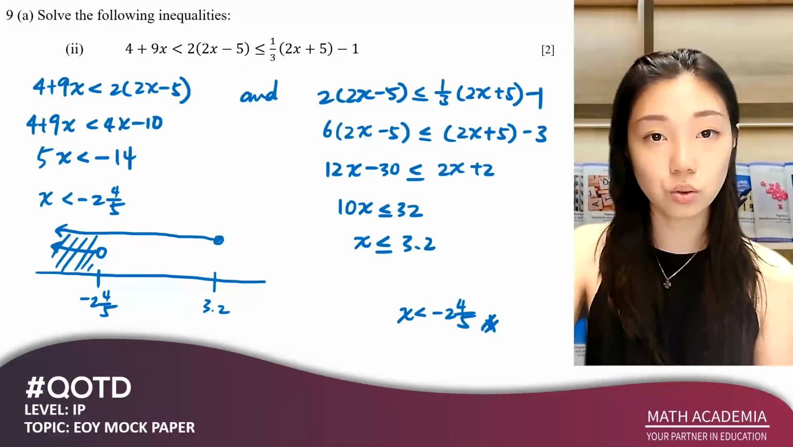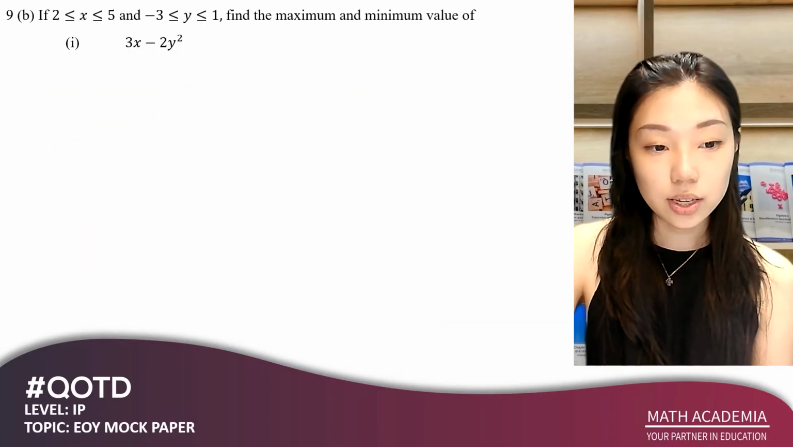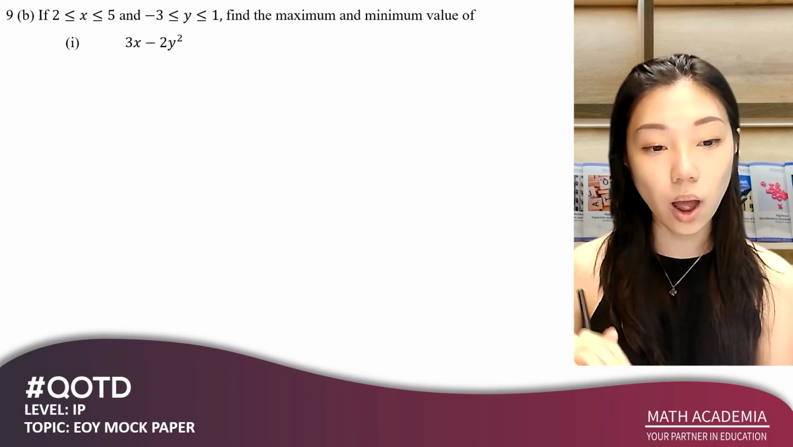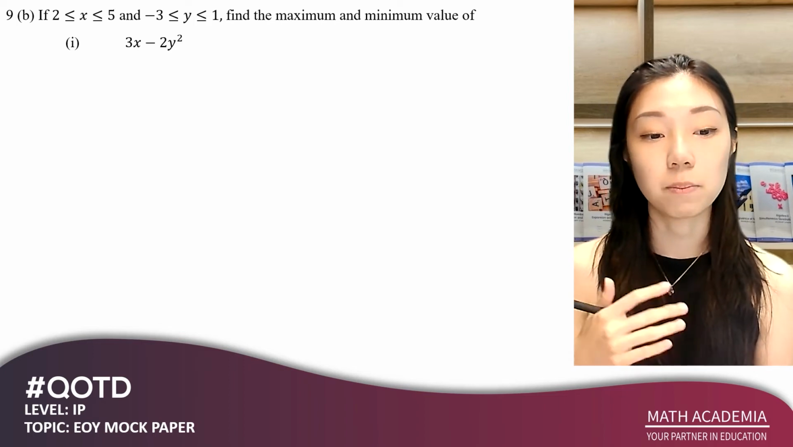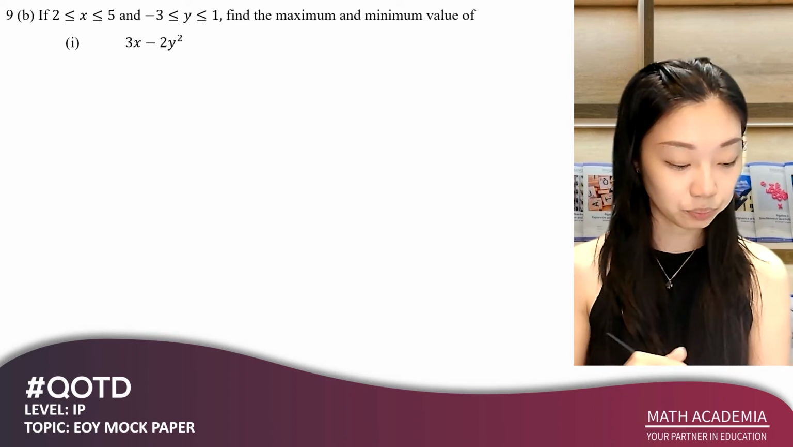Alright, let's move on to question 9, part B, part 1. We have this. So if x is between 2 and 5 and y is between negative 3 and positive 1, we want to find the maximum and minimum value of this equation.